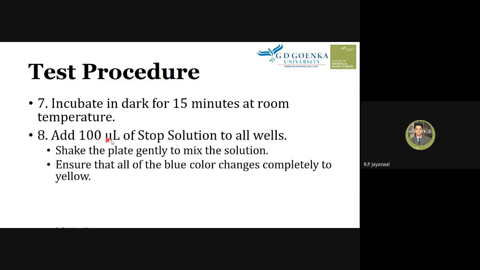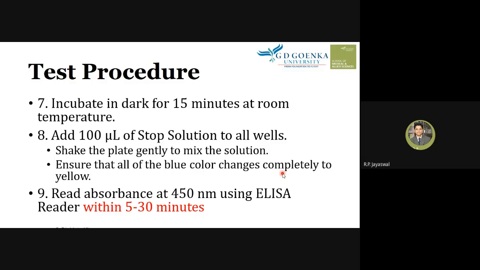After that we should add 100 microliter of stop solution, then shake the plate gently so that it mixes, and ensure that the blue color changes completely to yellow color. When we add the stop solution, the blue color changes to yellow. At the last we need to take the reading at 450 nanometer, within 5 to 30 minutes of adding the stop solution. So you should be able to take the absorbance of each well at 450 nanometer.